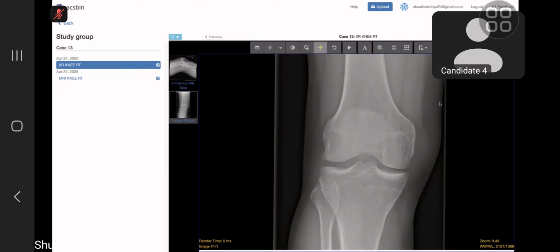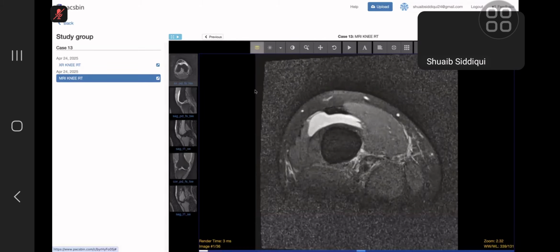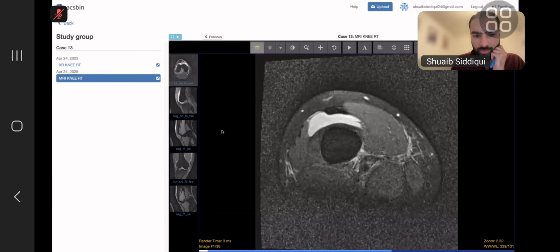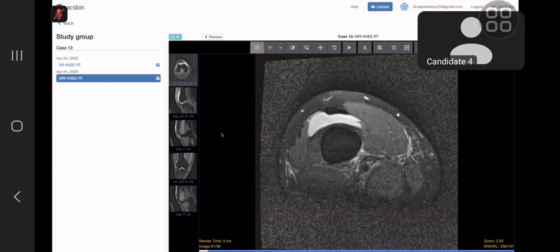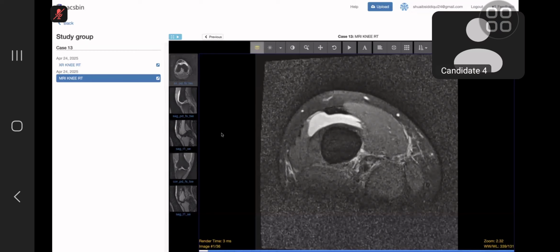The Segond fracture is usually associated with an ACL tear. So I will inform the findings to the referring physician and will advise an MRI scan also to rule out the associated ACL tear for this patient. Okay, here's an MRI knee. What sequence would you like to look at? For the ACL tear, I would like to see a PD fat sat sequence.